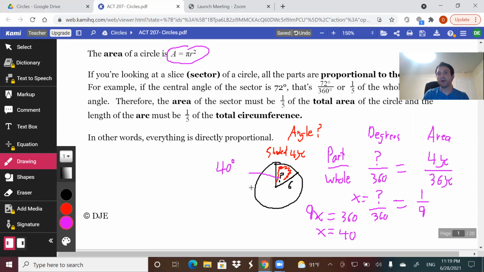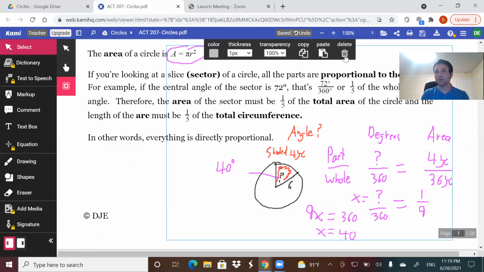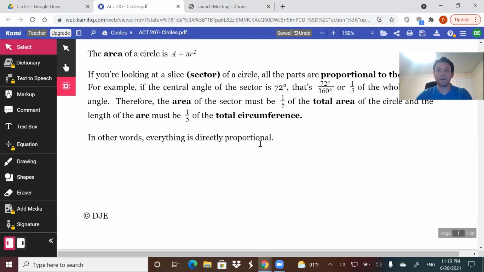Very common type of problem on the ACT. They'll give you the radius, and they'll want you to either figure out an angle of a slice, or they'll want you to figure out maybe the angle of an arc. They'll give you a few pieces, and you need to use the area or circumference of the circle to figure out what you don't know. And I'll show you another variation on that in just a moment.